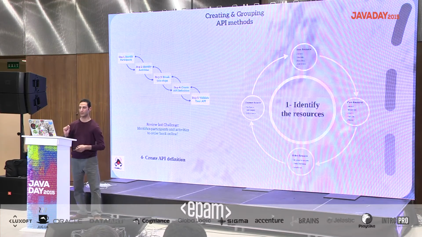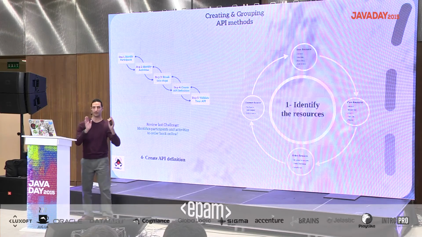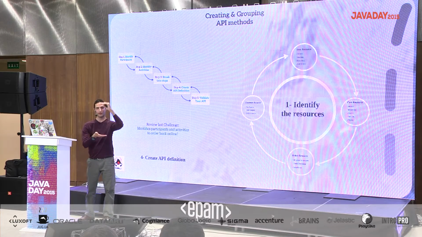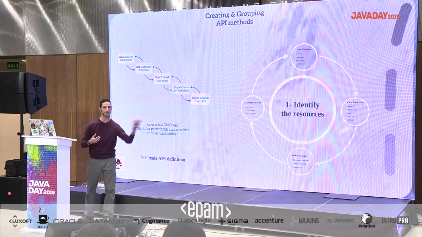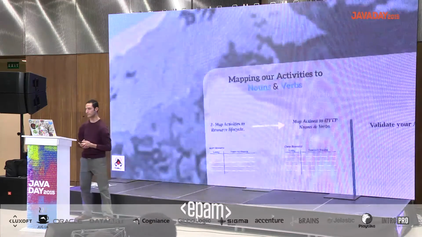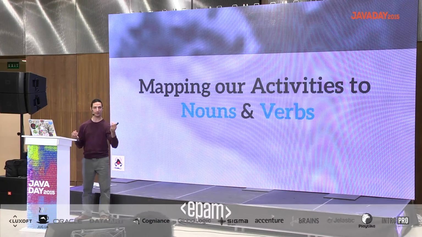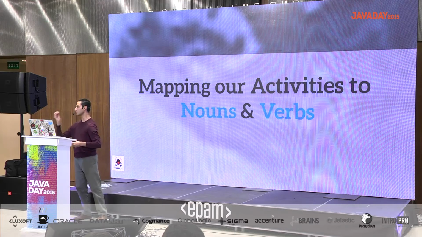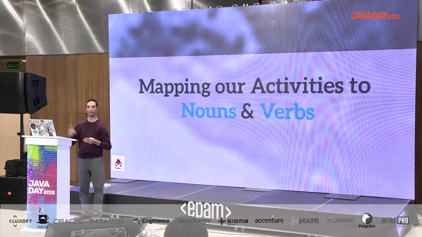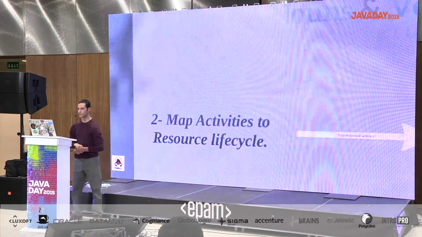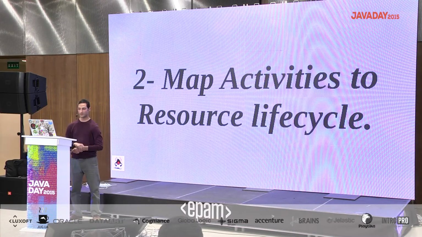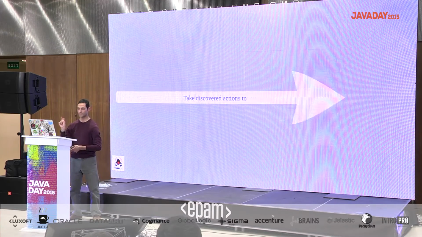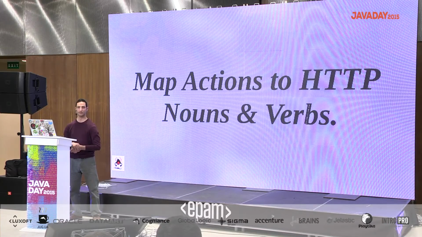So this is the way we are grouping. Now we have identified the participants and actions, and we group them for each resource: the tasks that need to be done for each resource by the customer or your participants. We need to map these activities to nouns and verbs. Nouns mean our resources, verbs mean the HTTP methods that we are going to use to accomplish our task. To map our activity to the resource life cycle, we need to take the actions that we have discovered and map them to HTTP nouns and verbs.